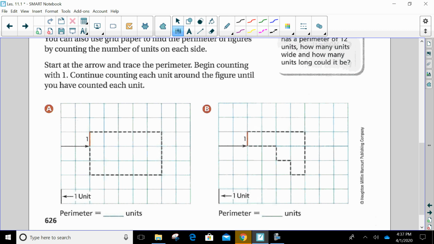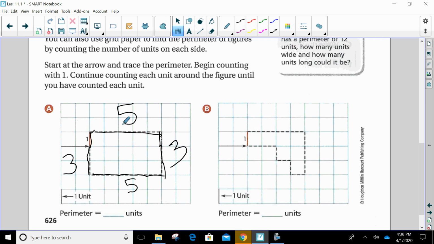Okay, all you're doing is just counting the number of spaces on each side. That's it. So let's start at this arrow, up here. We have 1, 2, 3. There's 3. We have 1, 2, 3, 4, 5. There are 5 spaces. Then there's 1, 2, 3. Then there's 1, 2, 3, 4, 5.